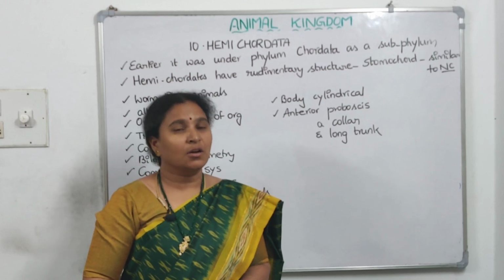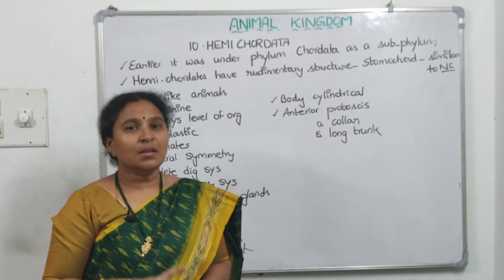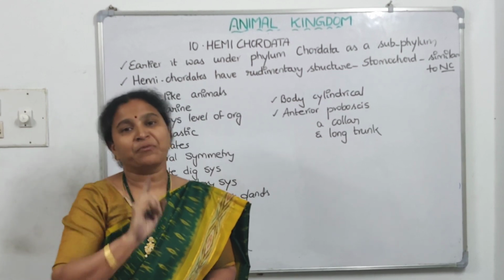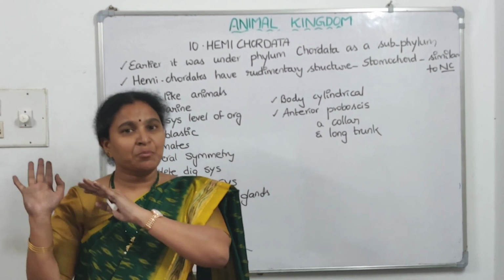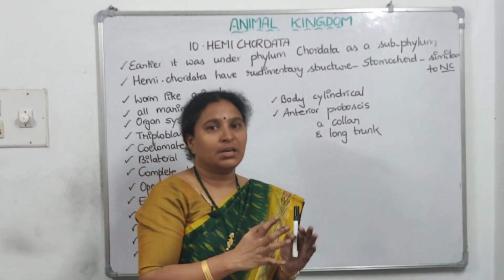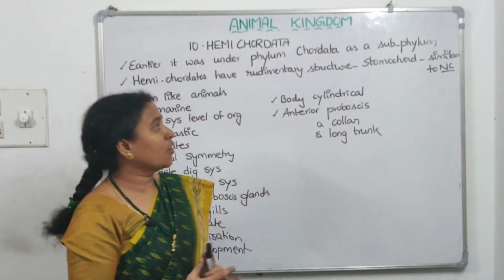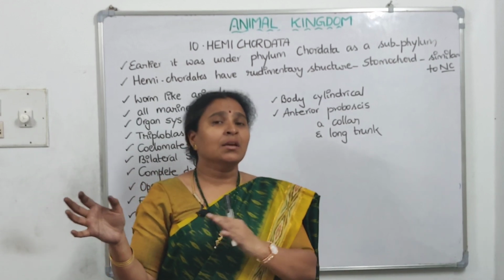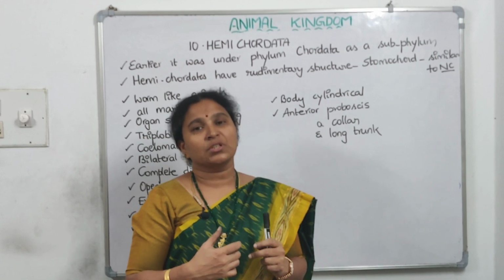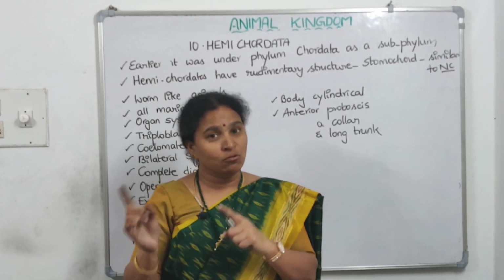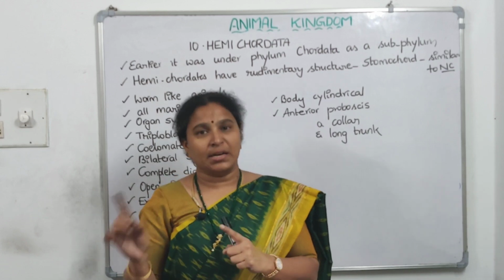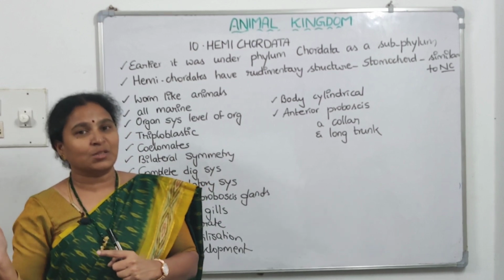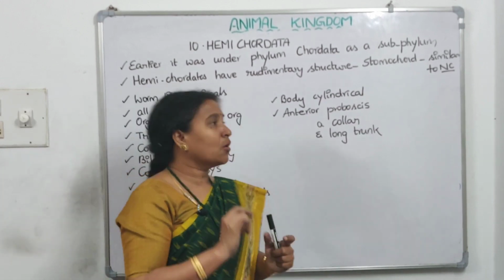The last phylum under non-chordata is hemichordata. Earlier, this hemichordata was kept under chordata and was given a status of subphylum. But now it has been completely removed from chordata and brought to non-chordata and given a status of phylum, that is hemichordata. What made them keep hemichordates under chordates is that hemichordates have a rudimentary structure called a stomochord, which they thought was notochord. That is why they kept it under chordata. Now they saw that this is stomochord, it is not a notochord, and then it has been removed from chordata and brought under non-chordata.